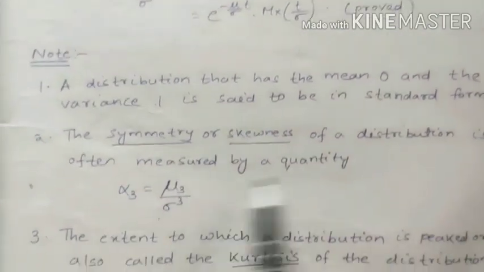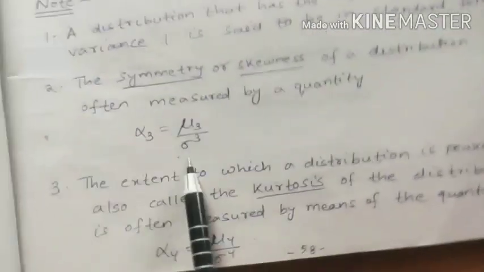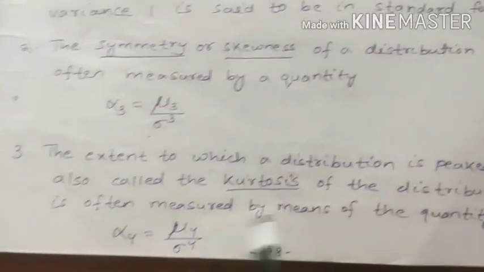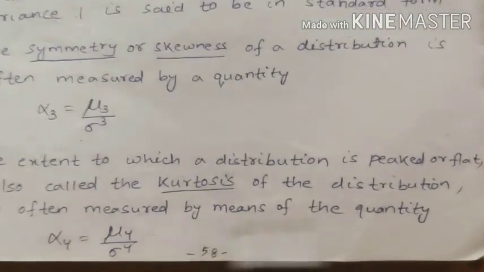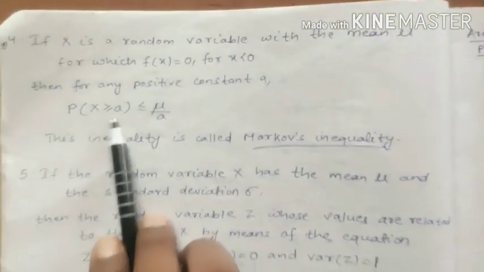The symmetry or skewness of a distribution is often measured by a quantity alpha 3 equals mu 3 by sigma cubed. And for kurtosis, alpha 4 is equal to mu 4 by sigma to the power 4. Inequality: P(X greater than or equal to a) is less than or equal to mu by a.